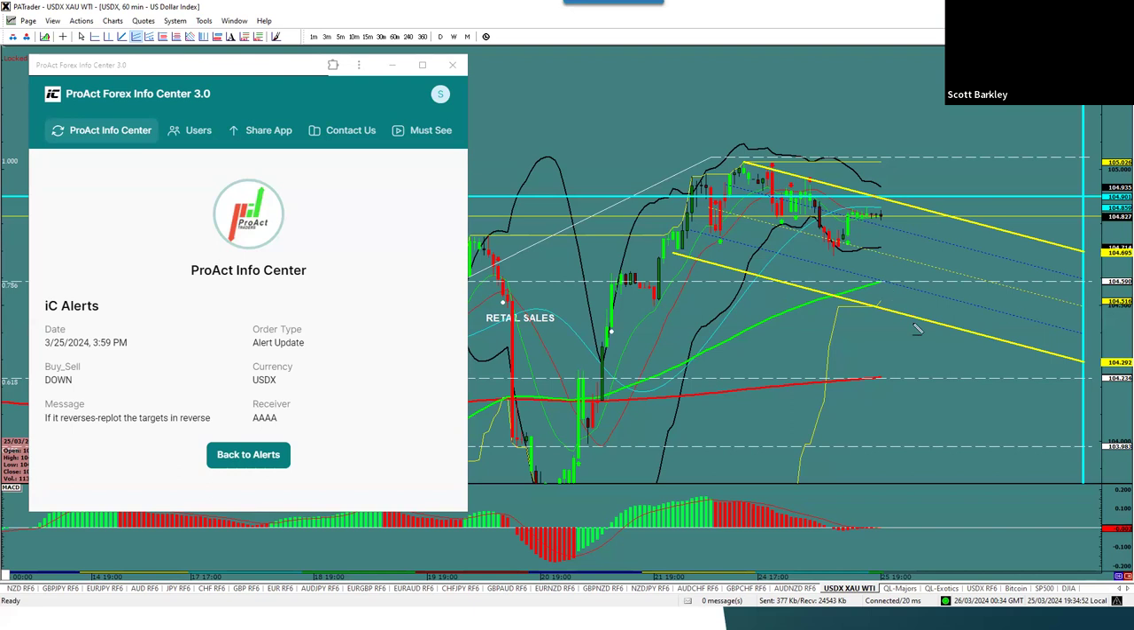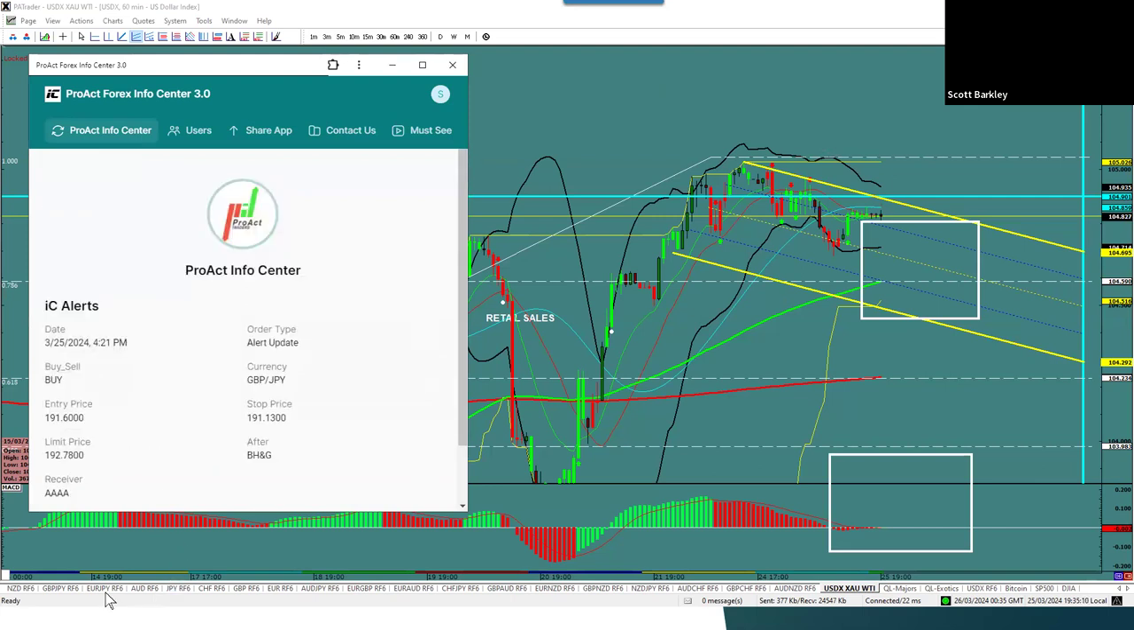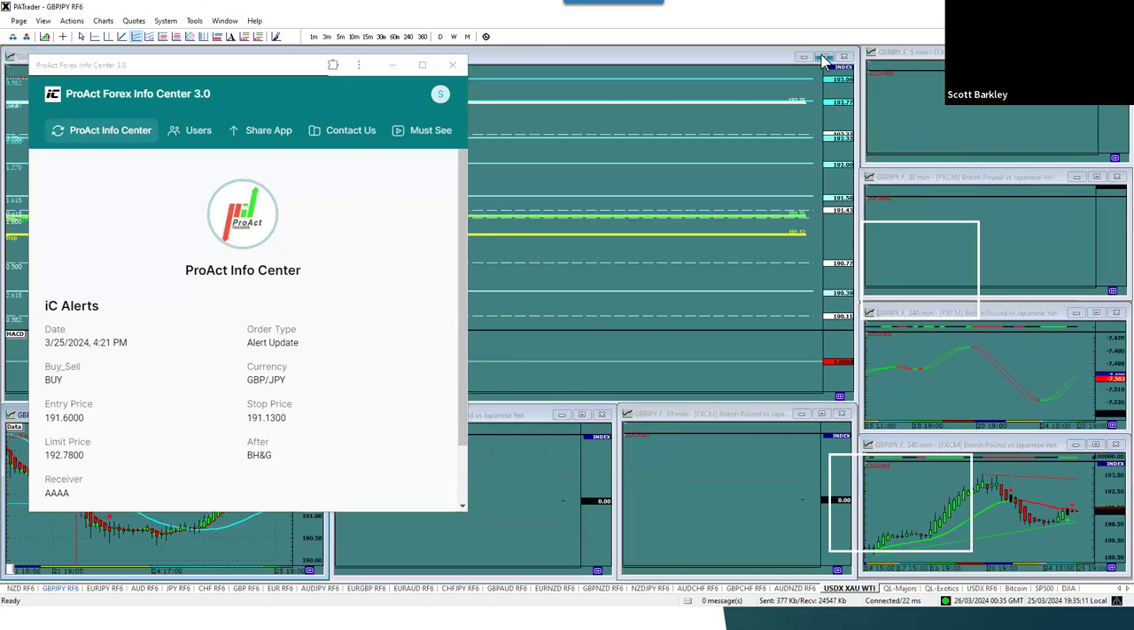So we're looking for this move to the downside here. You can see that MACD is telling you we're headed down, and there's the opportunity on dollar index. So dollar to the downside would mean that GJ is going to the upside. Let me pull that up, and here's the GJ.